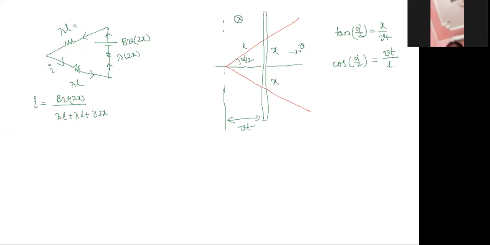What is the current in the circuit at any instant? Constant angular velocity omega. The magnetic field is assumed to be going into the page, B, omega. What can be written here? B omega L square by 2.